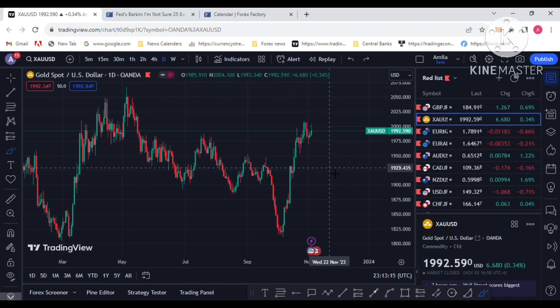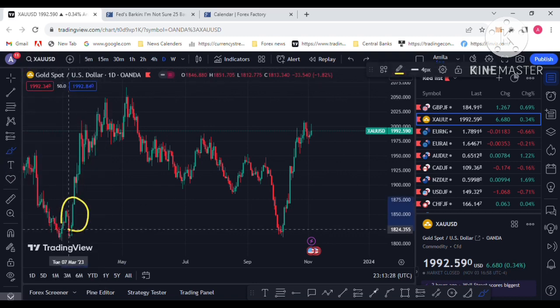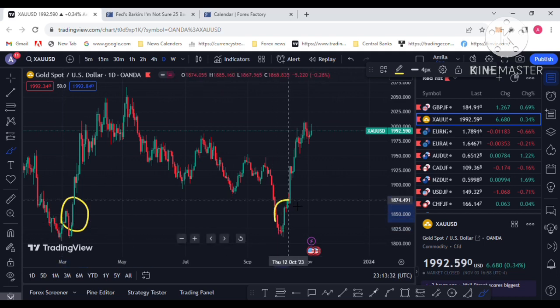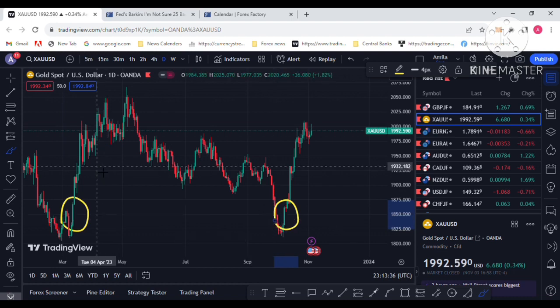So let's go to the next week analysis. I am on the daily chart of gold. You can see this year in March, Silicon Valley Bank crashed in the USA. That's the safe haven demand for gold. Another factor this year is the Palestine-Israel war, which is also safe haven demand for gold. Gold is a safe haven asset, so market uncertainty drives gold demand.